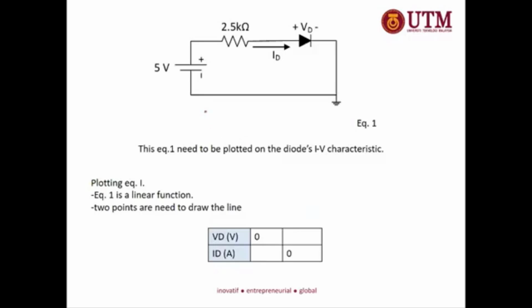Again, let's derive the KVL. We start from here, and the movement is the clockwise movement of current. So negative 5 volt plus ID times 2.5 kilo ohm, plus VD is equal to 0. So this is the KVL, and you need to plot this equation.